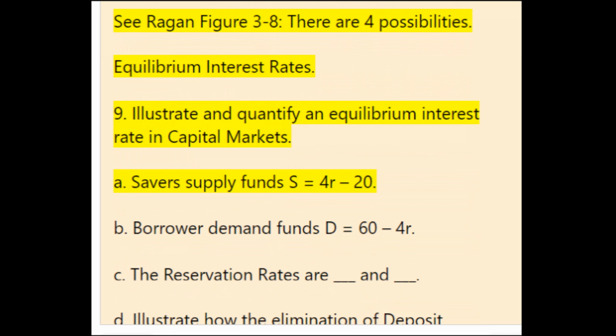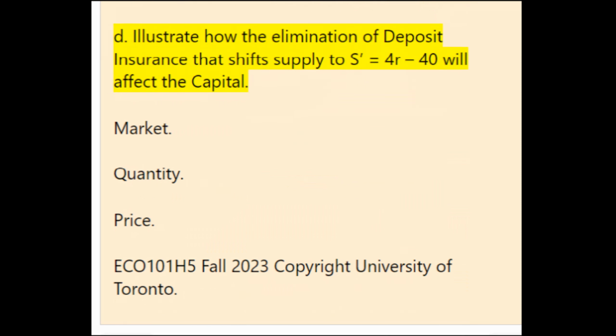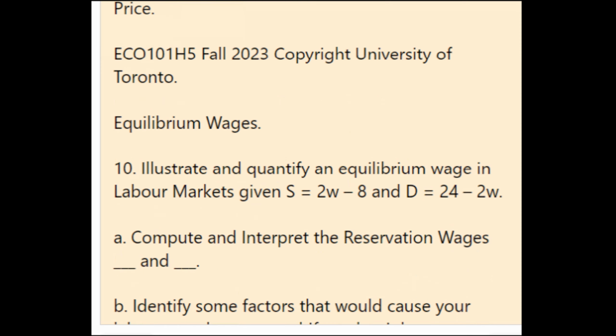Equilibrium interest rates. 9. Illustrate and quantify an equilibrium interest rate in capital markets. A. Savers supply funds S equals 4R minus 20. B. Borrowers demand funds D equals 60 minus 4R. C. The reservation rates are ___ and ___. D. Illustrate how the elimination of deposit insurance that shifts supply to S equals 4R minus 40 will affect the capital market.